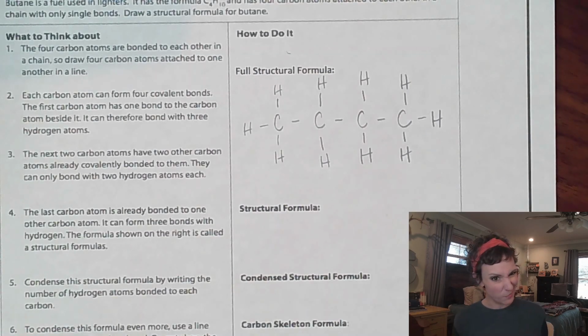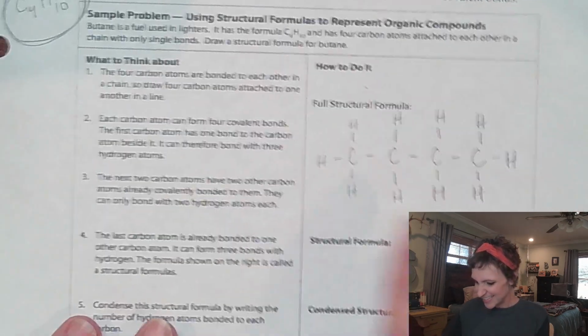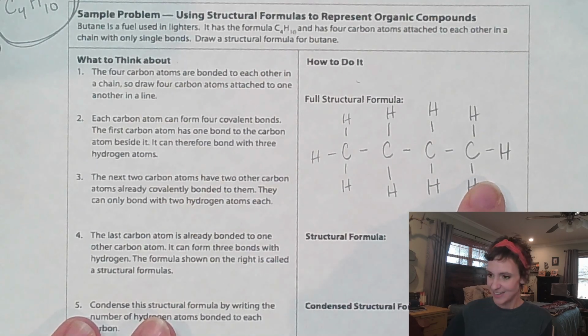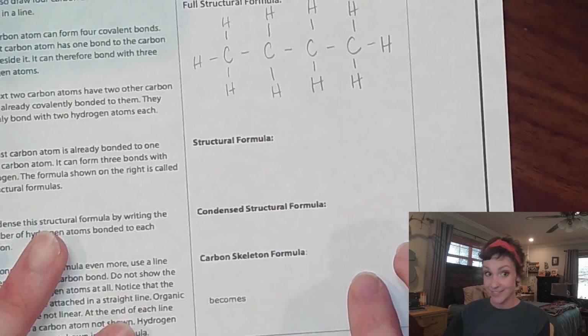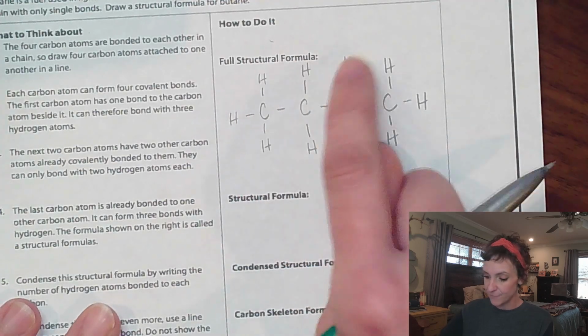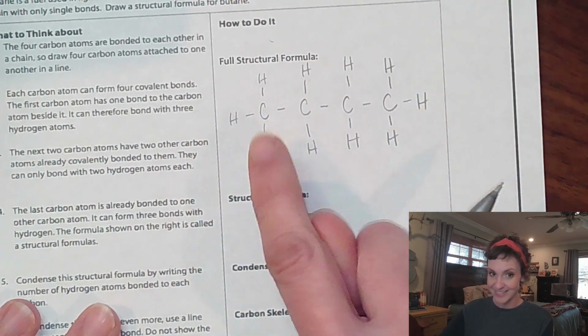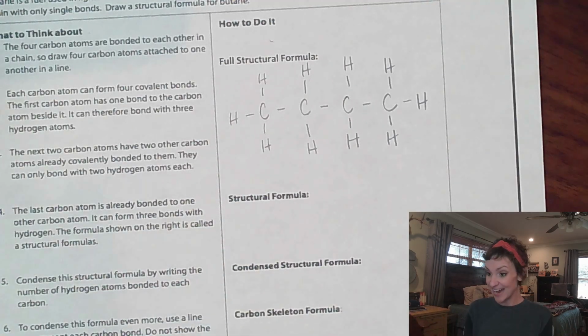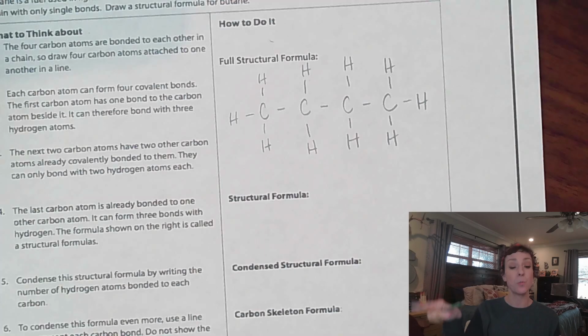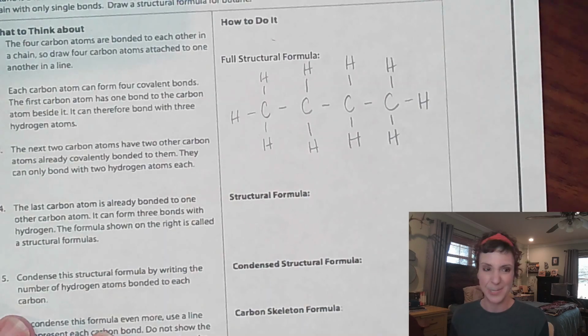Y'all, we have just drawn butane. Let's check this out. Does it have 4 carbons? It sure does. Does it have 10 hydrogens? Let's check. 1, 2, 3, 4, 5, 6, 7, 8, 9, 10. Amazing. So this is a hydrocarbon. You get a chain of carbon atoms, and then you fill up the carbons with hydrogens to where each carbon will have 4 bonds, which is super exciting.